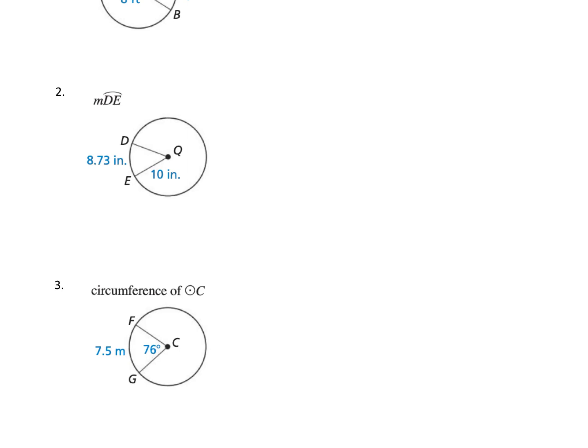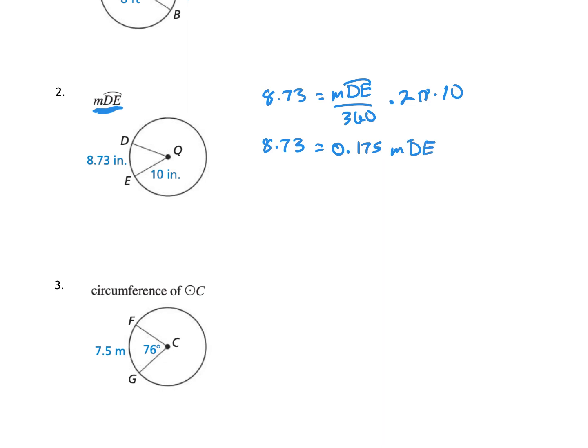Number 2, they gave us the arc length, which is 8.73, and we want to find the measure of the angle. That's the degree measure. So it is the measure of DE, divided by 360 times 2 times pi times 10. I'm going to multiply everything on the right side. That gives us 8.73 equals 0.175 times the measure of DE. So I just simplified the right side by punching it on my calculator.